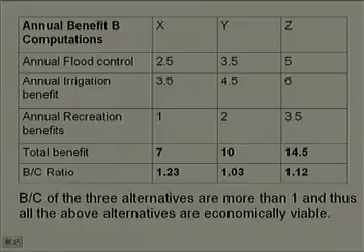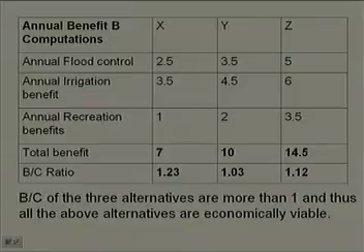Now, we should be in a position to calculate this B by C. So, B by C for alternative X would be, what was the last thing? 5.7 was the cost and benefit is 7. So, 7 divided by 5.7, that would be equal to 1.23. For Y, it is coming to be 1.03. For Z, you are getting a value of 1.12. This you can cross check at your own end, right?